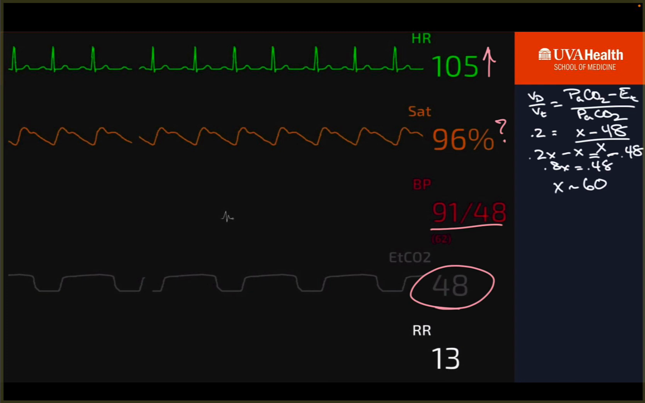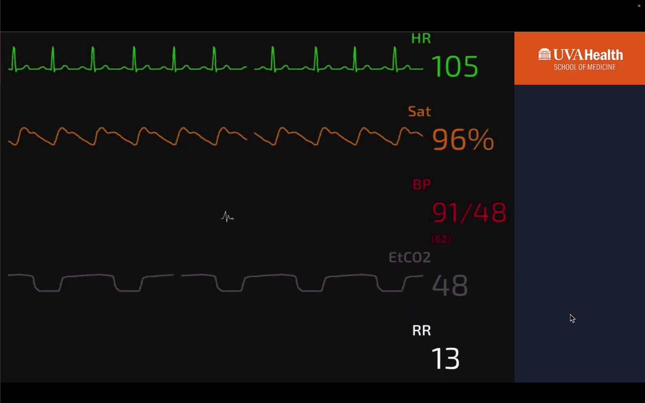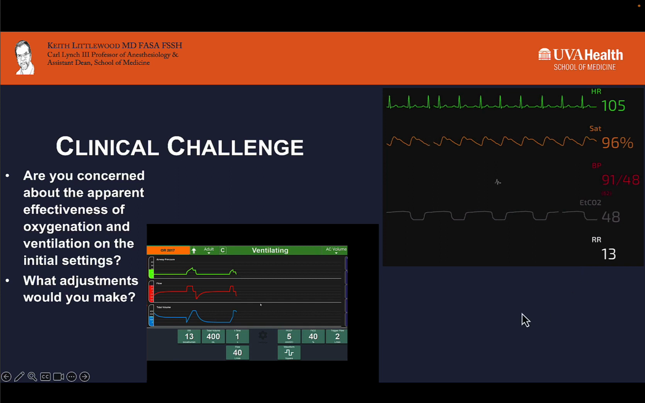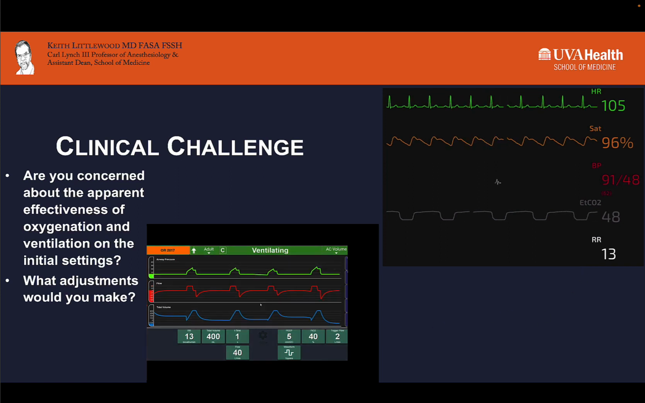And what else do we have here? Our respiratory rate is, as set, 13. All right, so now let's try to put that all together. And what I would ask you is the following questions. Are you concerned about oxygenation and ventilation in this circumstance? And are there adjustments that you would make?